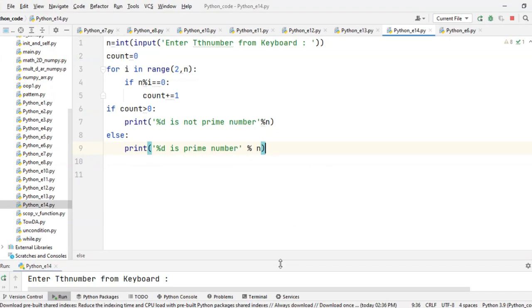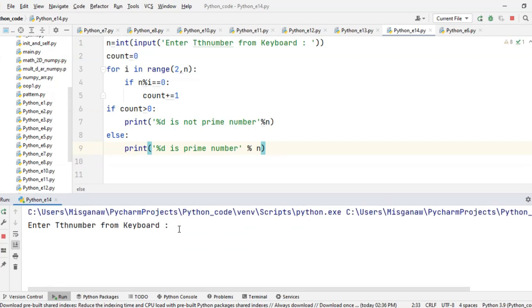Let me check. What about, for example, 7? Yeah, 7 is prime number because 7 divided by 2, its remainder is not 0. 7 divided by 3, its remainder is not 0. 7 divided by 4, its remainder not 0. 7 divided by 5, not 0. 7 divided by 6, not 0. And its remainder is 0 only if 7 divided by 1 and 7 divided by 7.